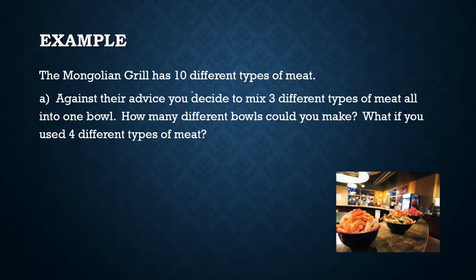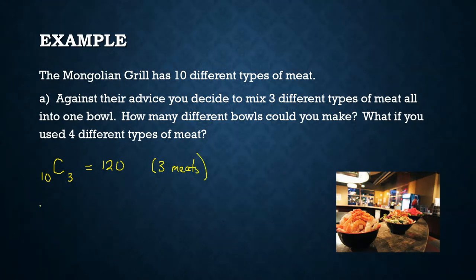How many different bowls could you make? Well, I hope you would all agree, when you put all these ingredients into a bowl, they get mixed around and cooked. It doesn't matter which one you put in first. The order doesn't matter here. So in part A, we're looking for the number of ways to choose 3 meats from 10 where the order doesn't matter. And of course, that's just 10C3. You can do that on your calculator and verify. You get 120. So that's the number of different bowls I can make, at least as far as meat goes.